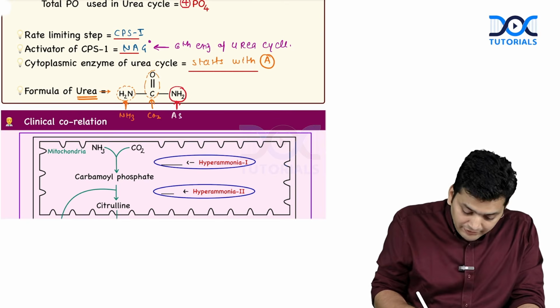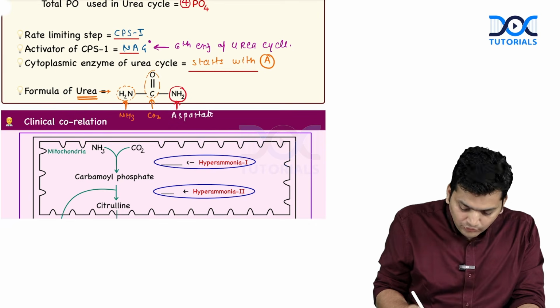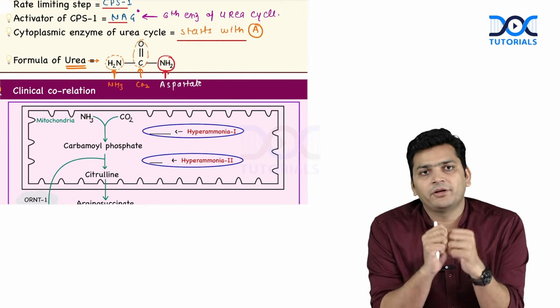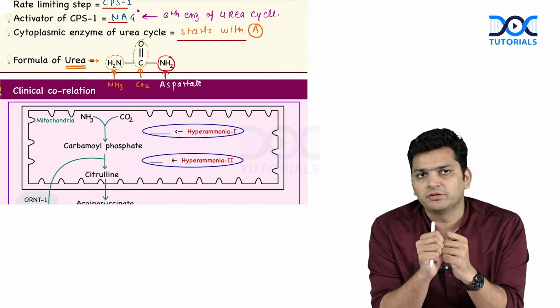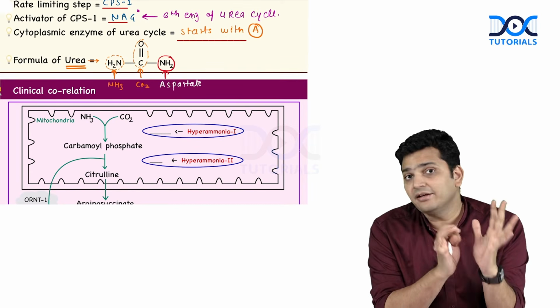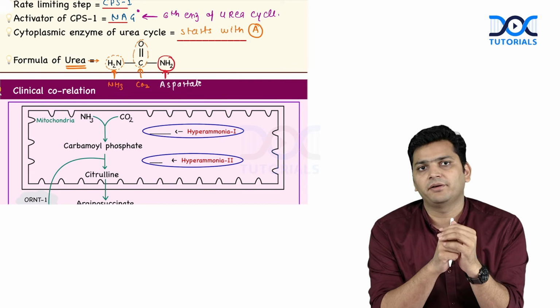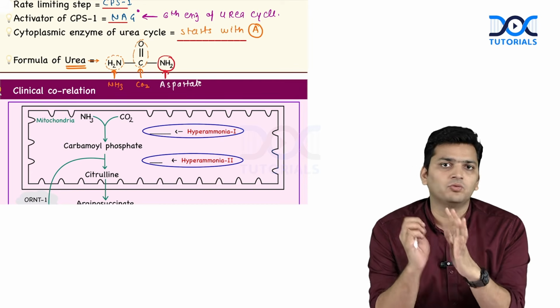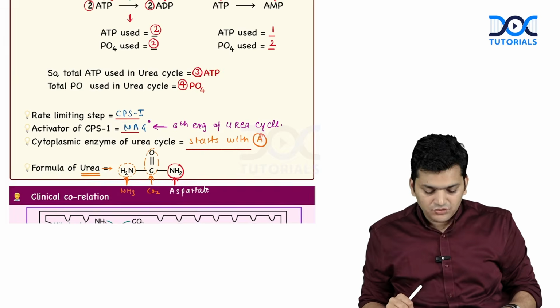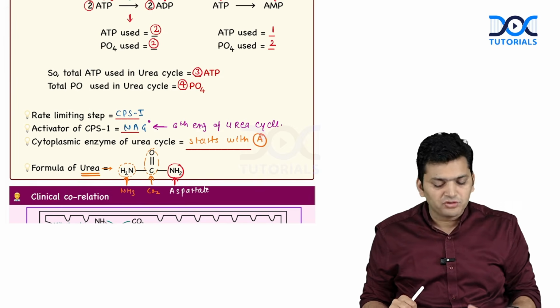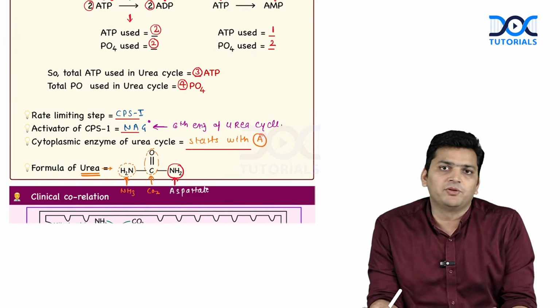Yes, aspartate. So a very important MCQ: in the urea cycle there are two nitrogens. Who donates these two nitrogens? One is from the ammonia and the second is coming from aspartate. So ammonium and aspartate are giving the two nitrogens of the urea molecule. So these are the important physiological points to be remembered from the urea cycle.